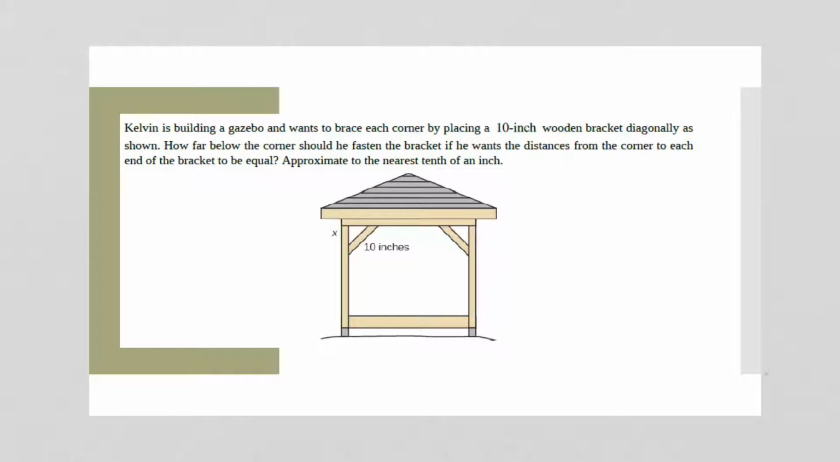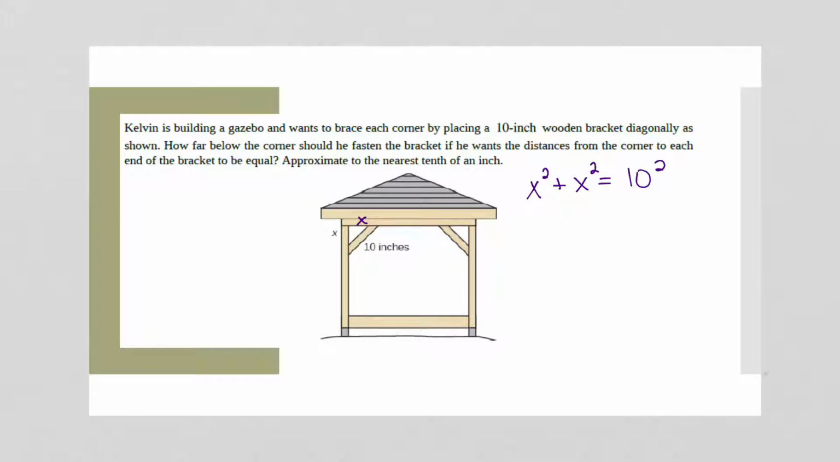Alright, on this problem right here, Kelvin is building a gazebo and wants to brace each corner by placing a 10-inch wooden bracket diagonally as shown. How far below the corner should he fasten the bracket if he wants the distances from the corner to each end of the bracket to be equal? Approximate to the nearest tenth of an inch. Okay, so that means this side is going to be x as well. So that's x and that's x. So our two legs are x's.